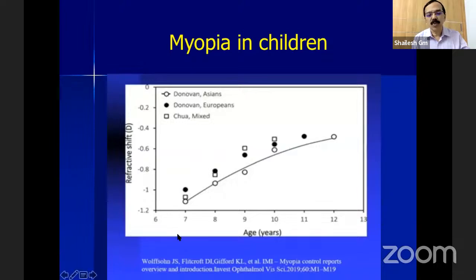This graph shows how the refractive shift in myopia happens as age increases. At around 15 years, they all tend to stabilize.